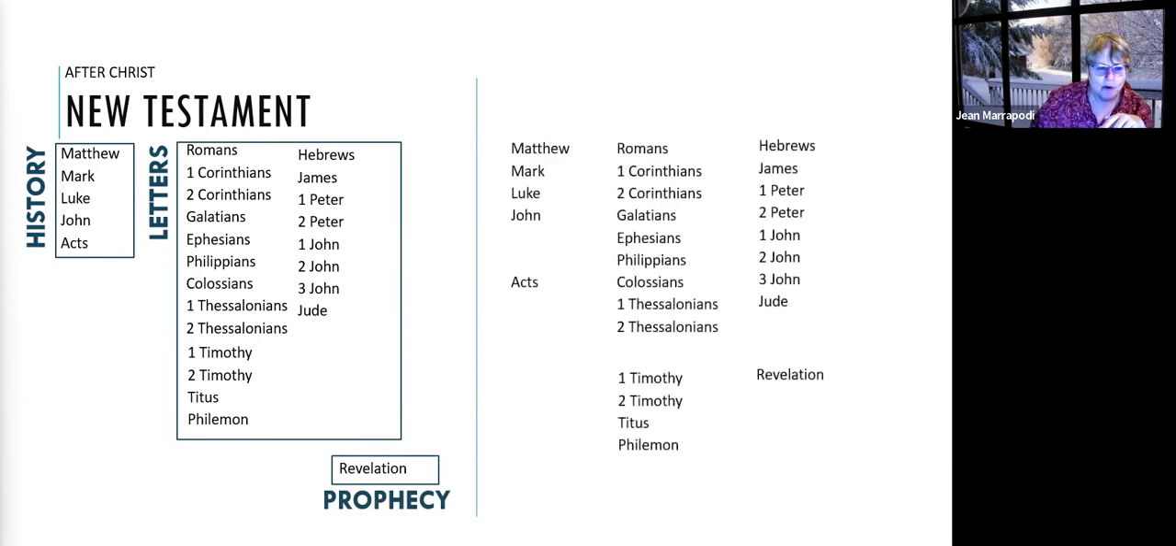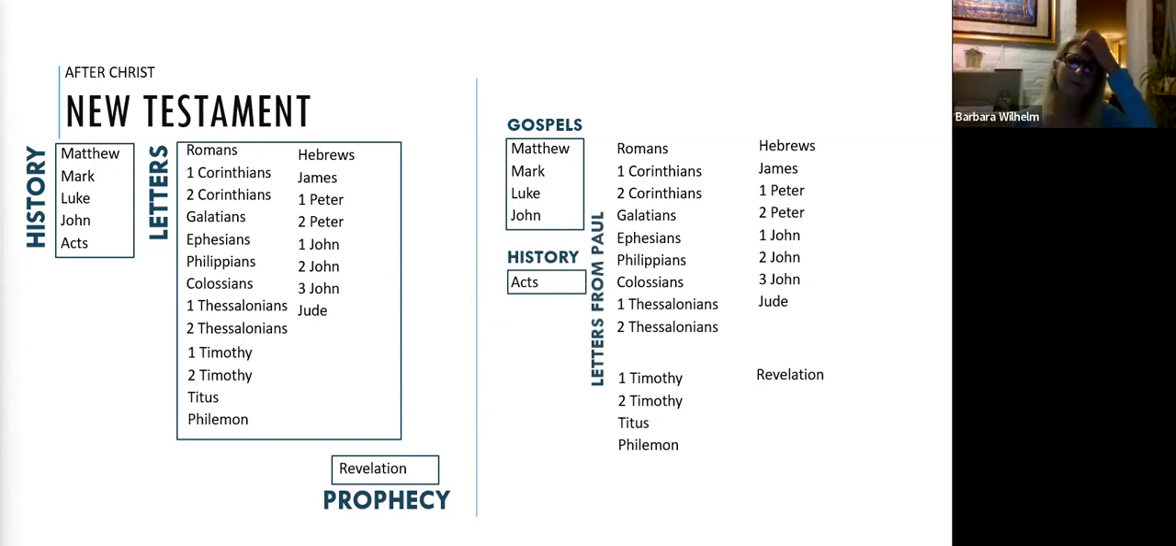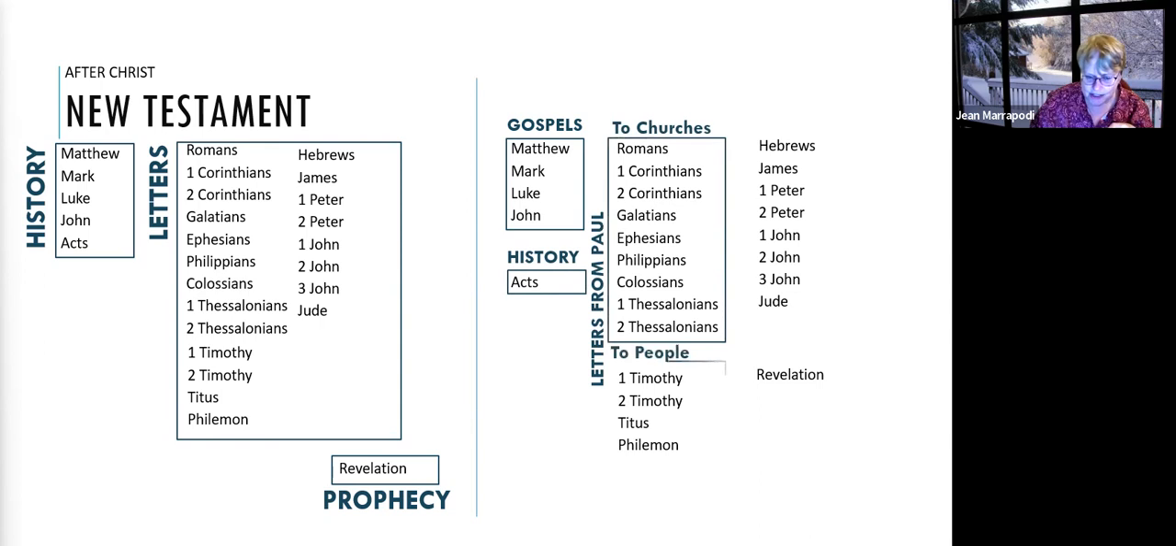We can be a little more granular if we want, and we can have the Gospels. Gospel means good news, and this is the life of Christ. And then Acts on its own as history, history of the church. And then the letters, believe it or not, have a pretty interesting organization. We have letters from Paul. He sends letters to churches and to people.